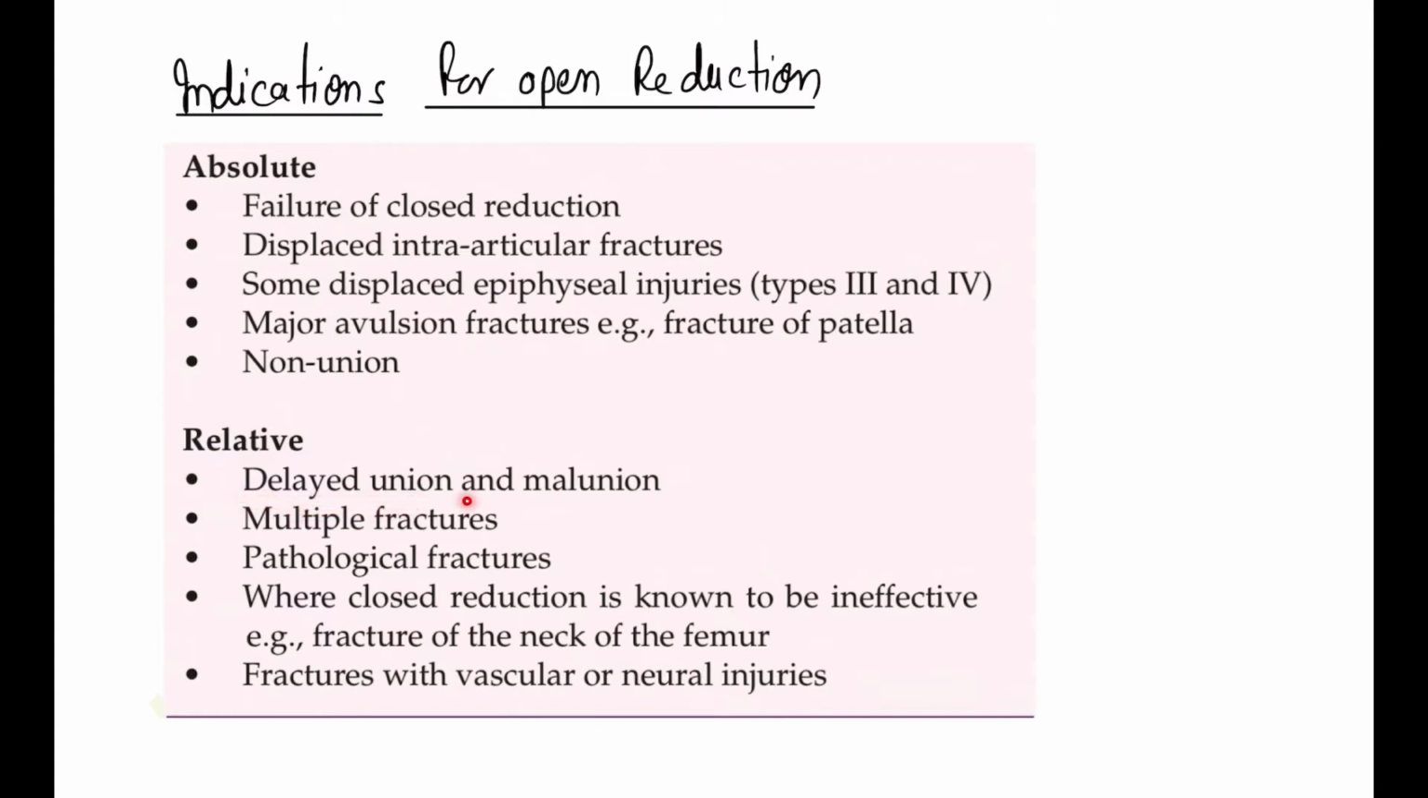Relative indications, what are there? Delayed union and malunion, then multiple fractures, pathological fractures, and where closed reduction is known to be insufficient, like fracture of the neck of the femur. If the fracture is in the neck of femur, then it is not possible for us to reduce it closed, or we know that it will be ineffective for the fracture of neck of femur. Then fractures with vascular or neural injuries. Okay, so these were the indications of open reduction.